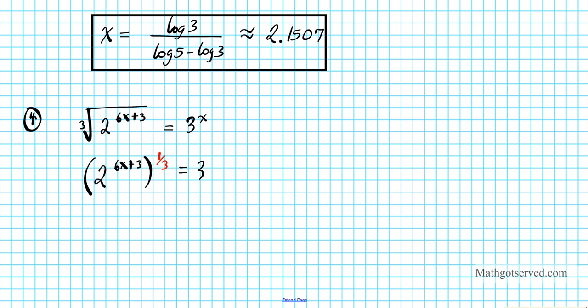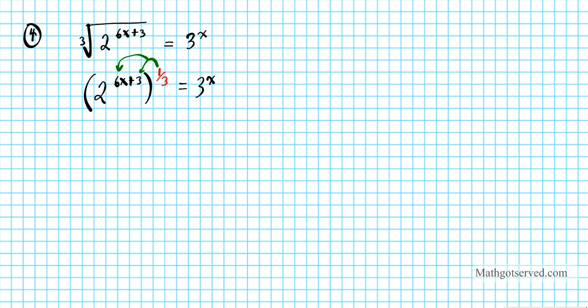Now, this stays the same as 3 to the x. Using the power of a power property, I'm going to distribute this power to the power in here, so this 1/3 will be multiplied by this. To save time, I can simply distribute this 1/3 to this term and to that term. So we're going to have 2 raised to the 6x over 3 plus 3 over 3, equals 3 to the x.